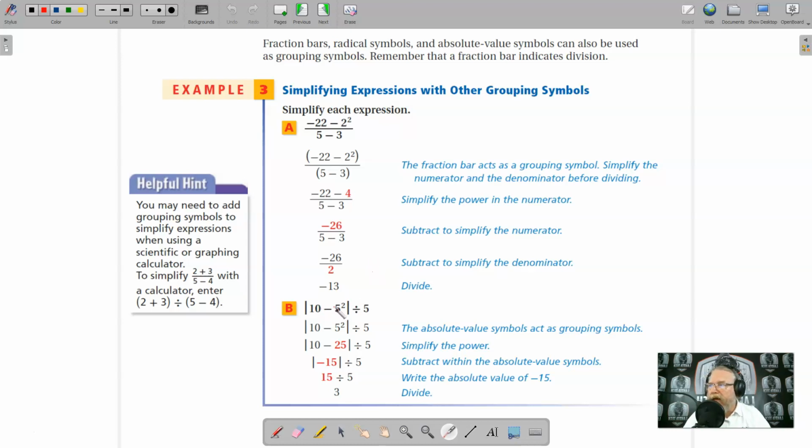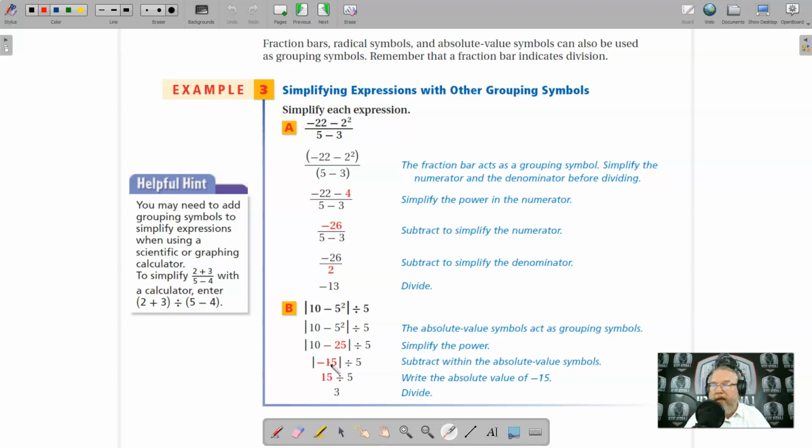So let's go ahead and work this problem out here. Absolute value symbols, they kind of work like parentheses. We have to simplify what's inside of the absolute value first. So let's rewrite right here. Now we have to deal with this 10 minus 5 squared. It's inside of the absolute value symbols. So 5 squared is 25. So now we need to do the 10 minus 25, which is -15.